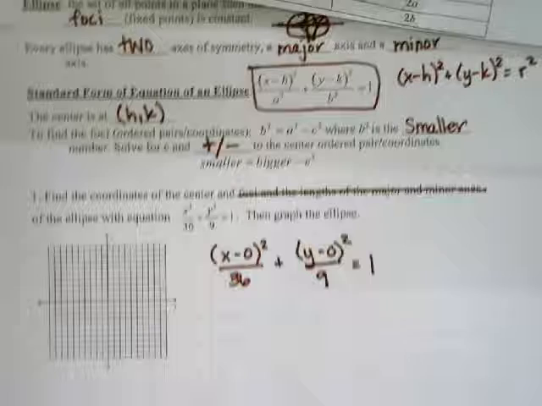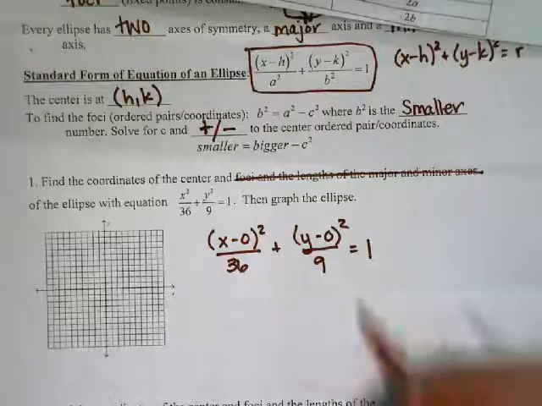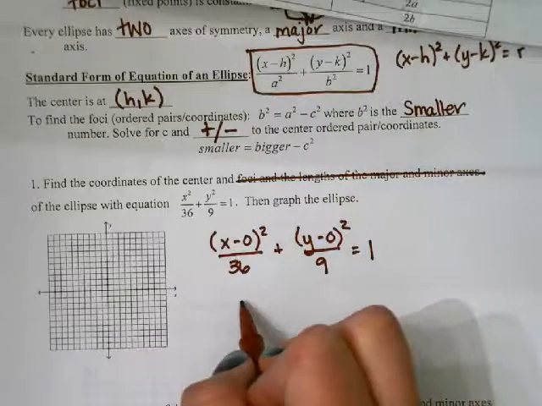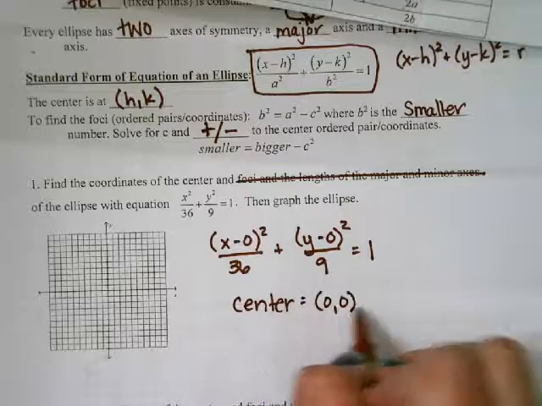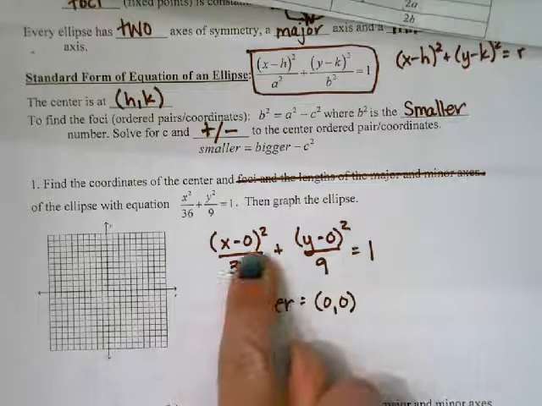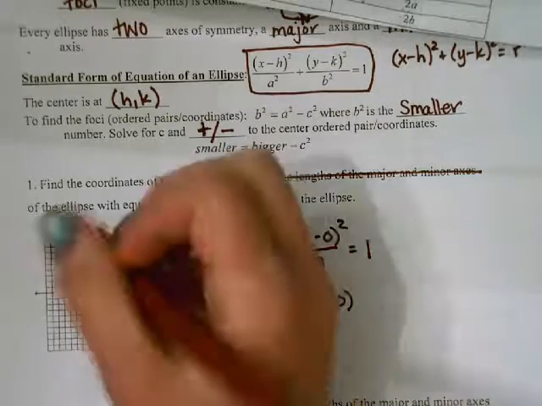So I just put a couple zeros in there for my h and my k. So (x minus 0) squared over 36 plus (y minus 0) squared over 9 equals 1. Okay, so my center is at (0, 0). Remember, h comes with your x, and k comes with your y. All right, so I'm going to graph this guy at (0, 0).